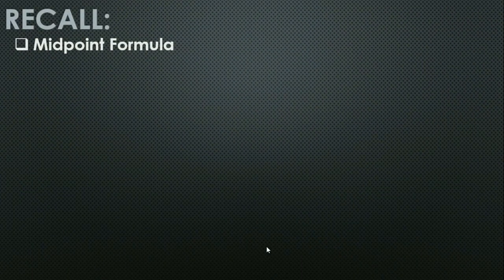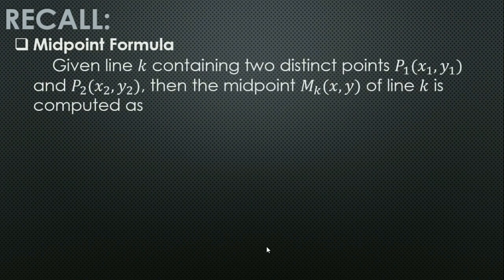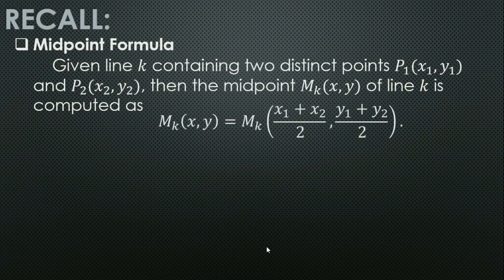Lastly, the midpoint formula. Given line K containing two distinct points, P sub 1 and P sub 2, then the midpoint M sub K xy of line K is computed as M of K xy is equal to this formula. So as you can see, pinag-add lang yung dalawang x's, dinivide sa 2, pinag-add lang din yung dalawang y's, dinivide sa 2, yun yung midpoint. Okay, dinivide yung line into 2 equal parts.